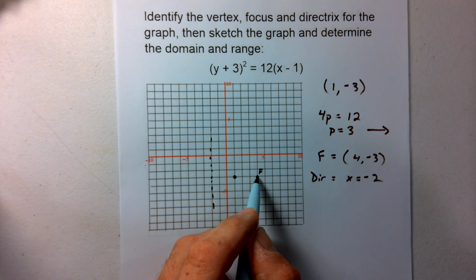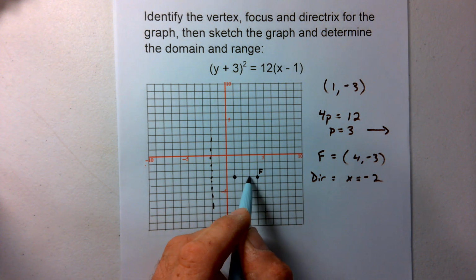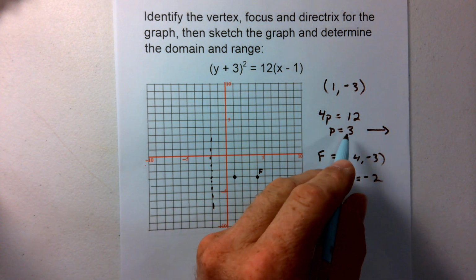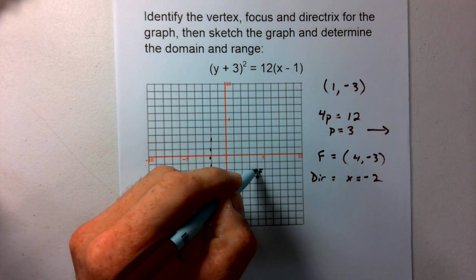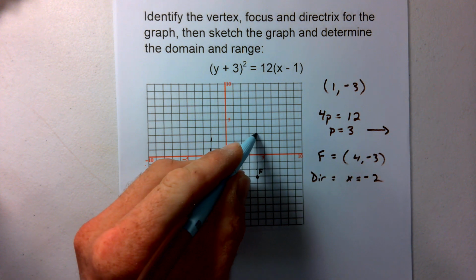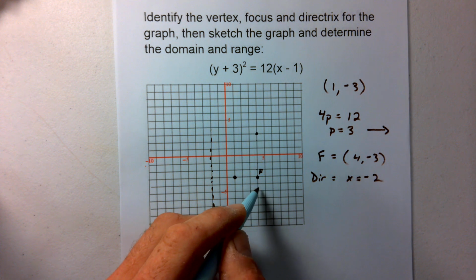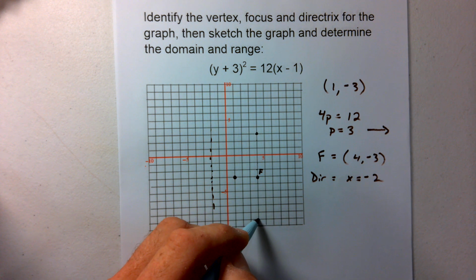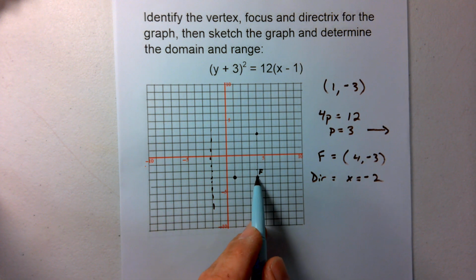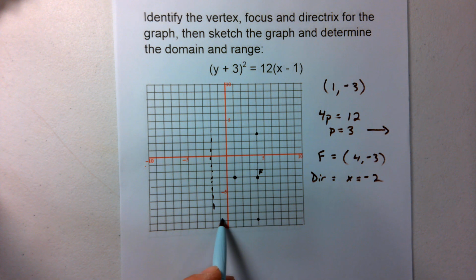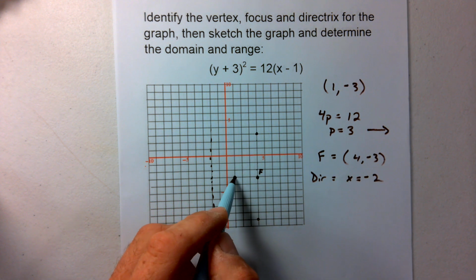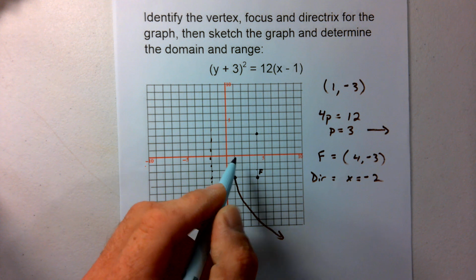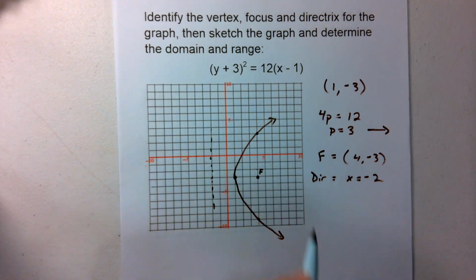I can go ahead and find the distance from the focus to the directrix, which is 6 units, or 2 times the p. So I can come out 6 units. 1, 2, 3, 4, 5, 6 to get my other points. And then 1, 2, 3, 4, 5, 6. Again, this distance has to be equal to the distance down to the directrix. And it's going to be a nice wide parabola.